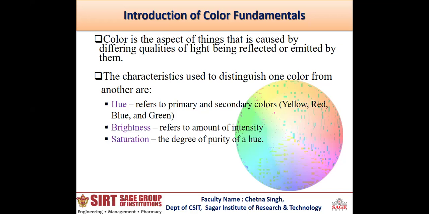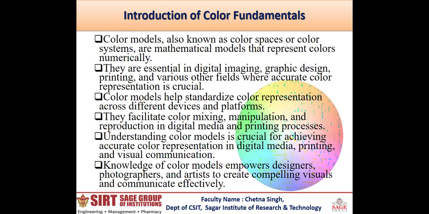The second one is brightness. Brightness refers to the amount of intensity, which is used to define different colors with different intensity values. The third one is saturation. Saturation is the degree of purity of a hue. It is used to define the color purity. If the intensity value is high, then the color will be a dark color. If the intensity value is low, then the color will be a light shade. So saturation is basically the degree of purity of a hue, of primary colors and secondary colors.